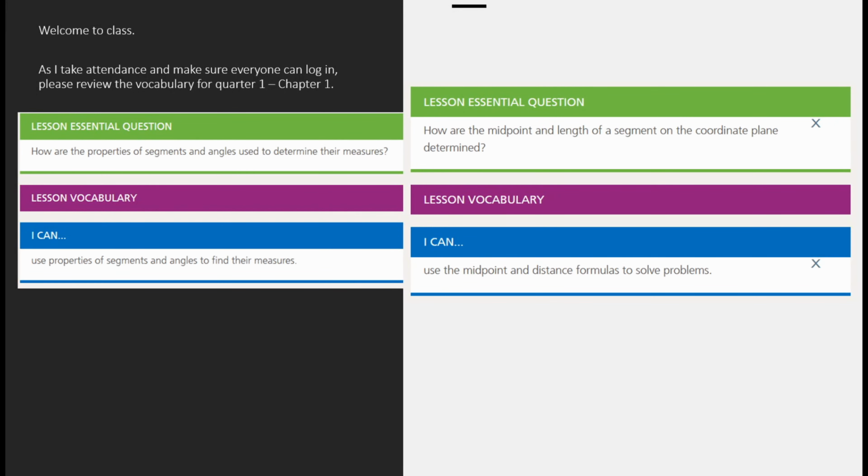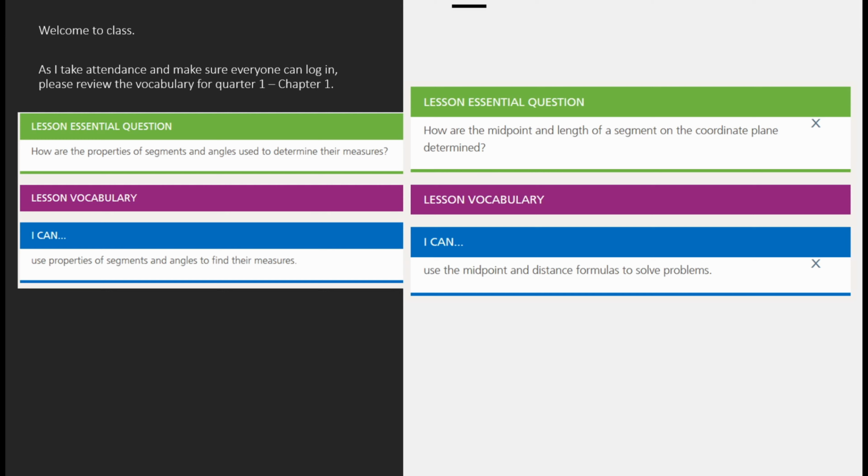All right, welcome to your first lesson in geometry this year. We'll be covering two topics, 1.1 and 1.3. 1.1 is about line segments and angles, and 1.3 is kind of an Algebra 1 review where we're going to look at the distance formula and the midpoint of a line segment.